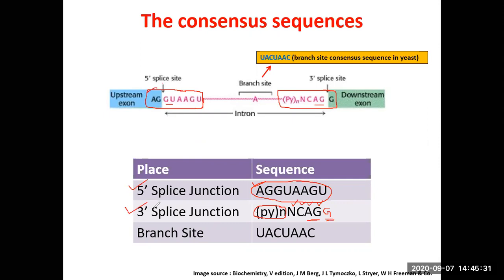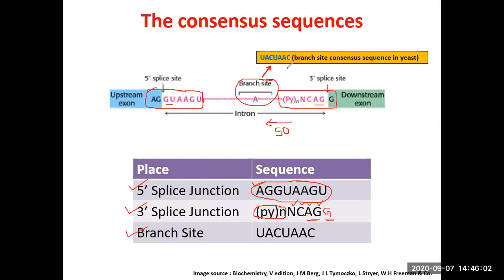In addition to these two consensus sequences, all introns will have a branch site. This is what is called the branch site. Typically, it is located about 50 nucleotides upstream from the 3' splice junction. About 50 nucleotides away from the 3' splice junction, this branch site is located.